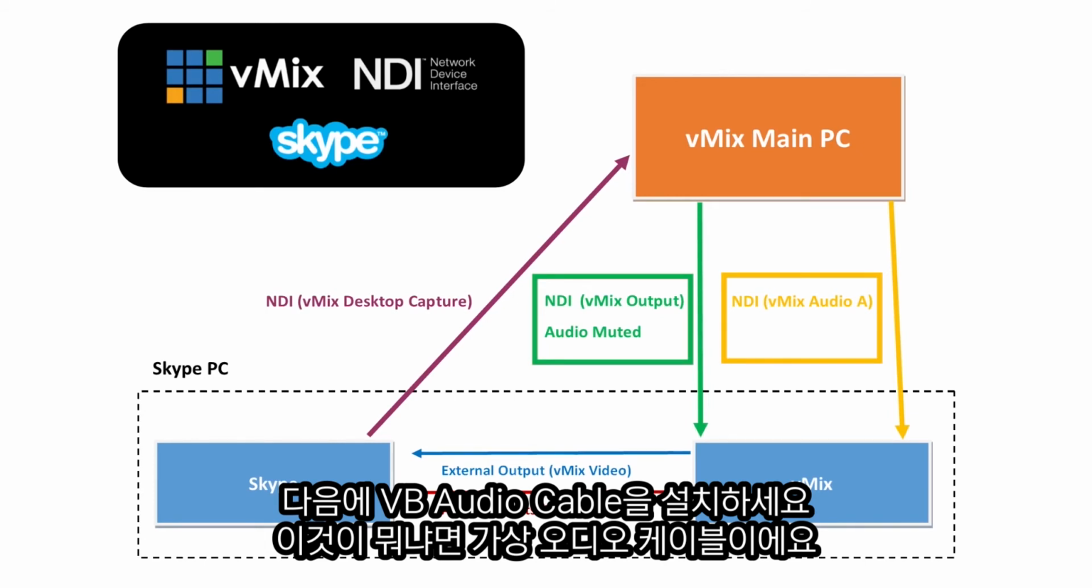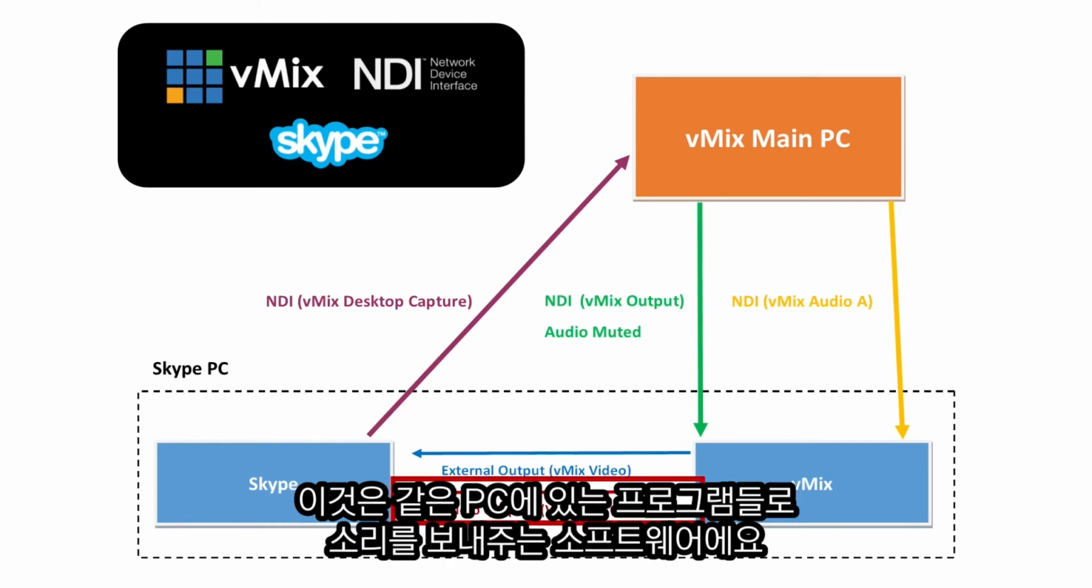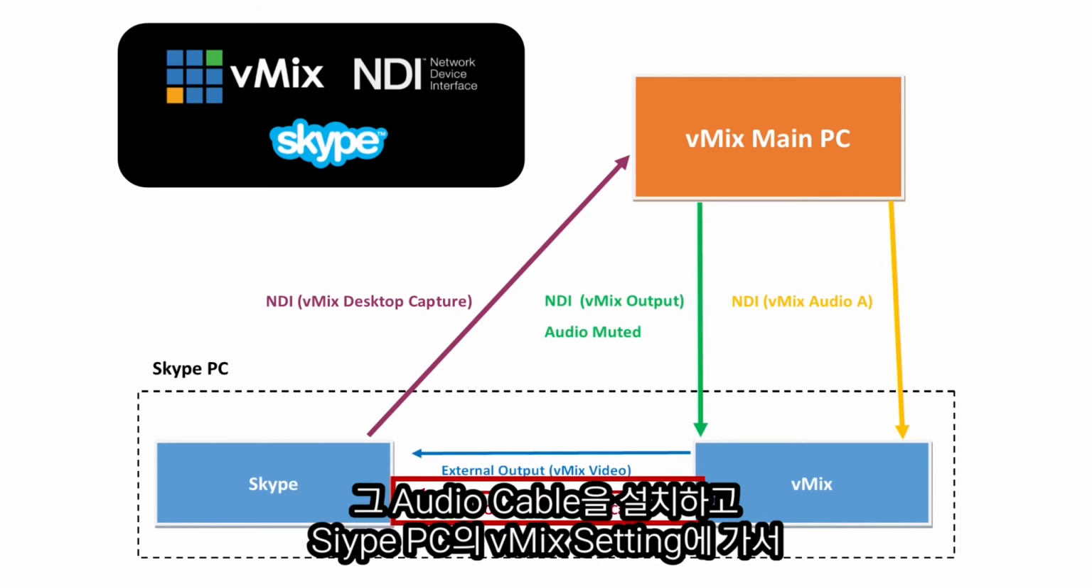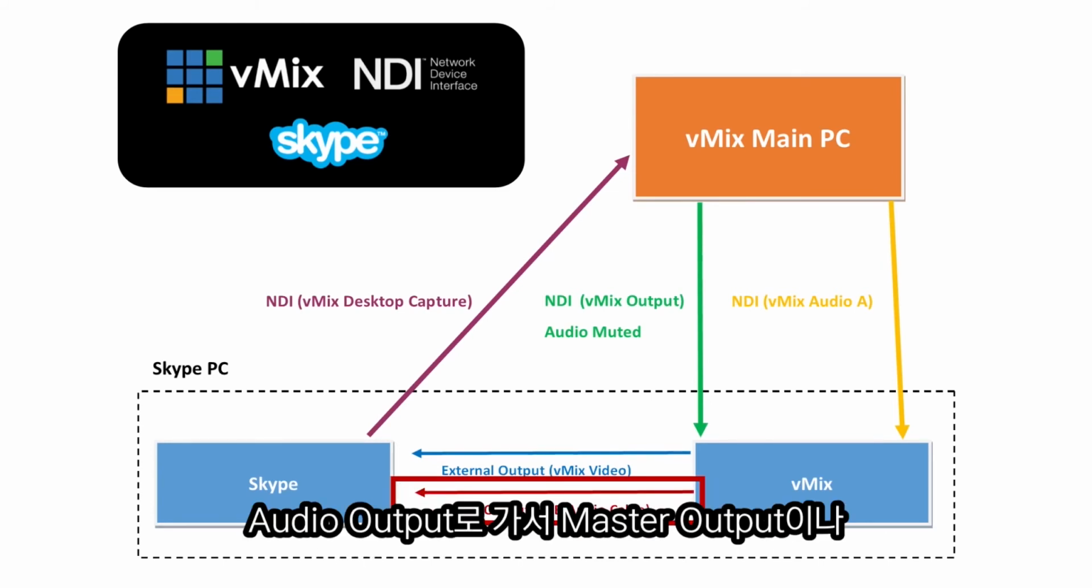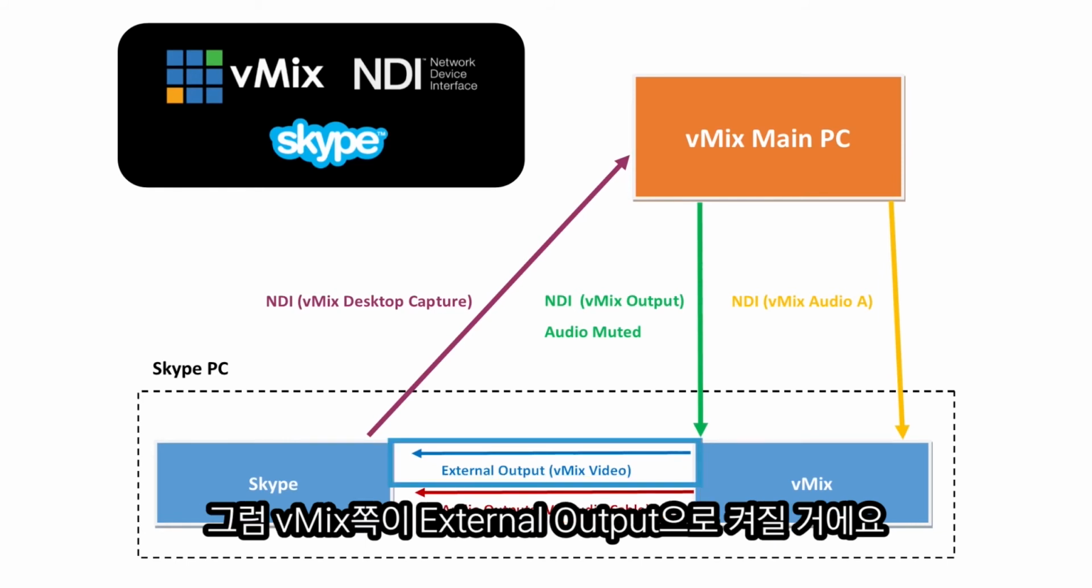So you've got the video from the vMix output and you've got the vMix audio A mix coming into that vMix system. Then you need to install VB audio cable or virtual audio cable. These are pieces of software that allow you to send audio between applications on the same PC. So install that audio cable software, go into the vMix settings on that Skype PC and go to audio outputs and make sure the master output or the main output is being sent to the VB audio cable or virtual audio cable. And then finally on the vMix side of things, turn on external output.